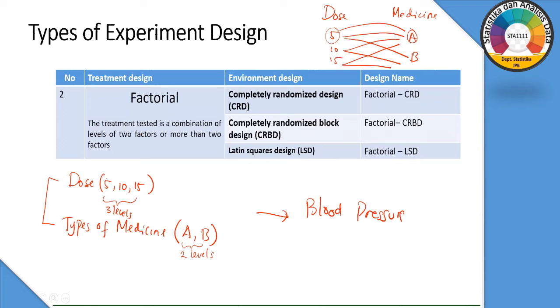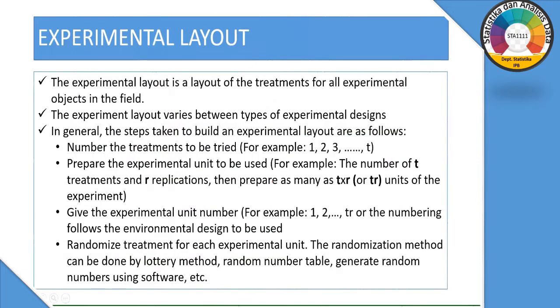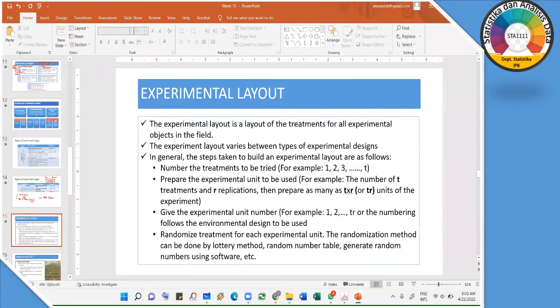So in this case, let's say factorial CRD, right? If you apply CRD in environmental design. Here, factorial CRBD. Here, factorial LSD and so on. So that is, again, the way to determine the type of your experiment. Okay, let's go to the next. So this is the experimental layout. As an illustration, perhaps by having this one, you can have more understanding about the way to conduct an experiment.